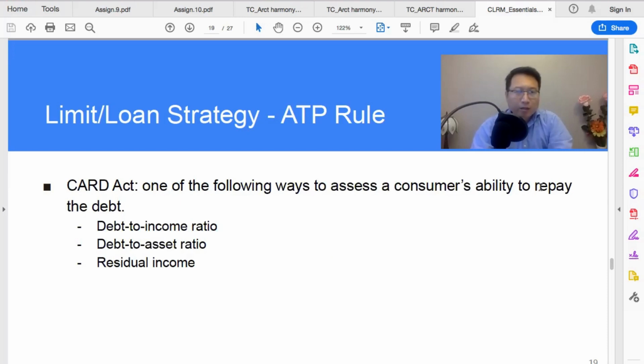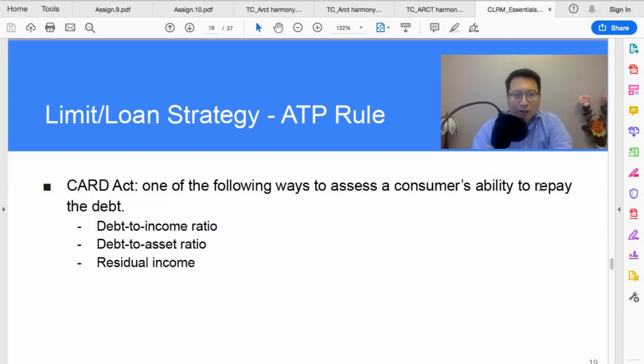So in the US, before the 2008 financial crisis, there was no ability to pay requirement. Since the financial crisis, the regulator realized that lenders need some guidance in order to be responsible, right? So be prudent in terms of the loans extended to consumers, because some consumers do not have the capability to control their financing purchase behavior. So the responsibility falls more on the lender side. That's why the Card Act was introduced.